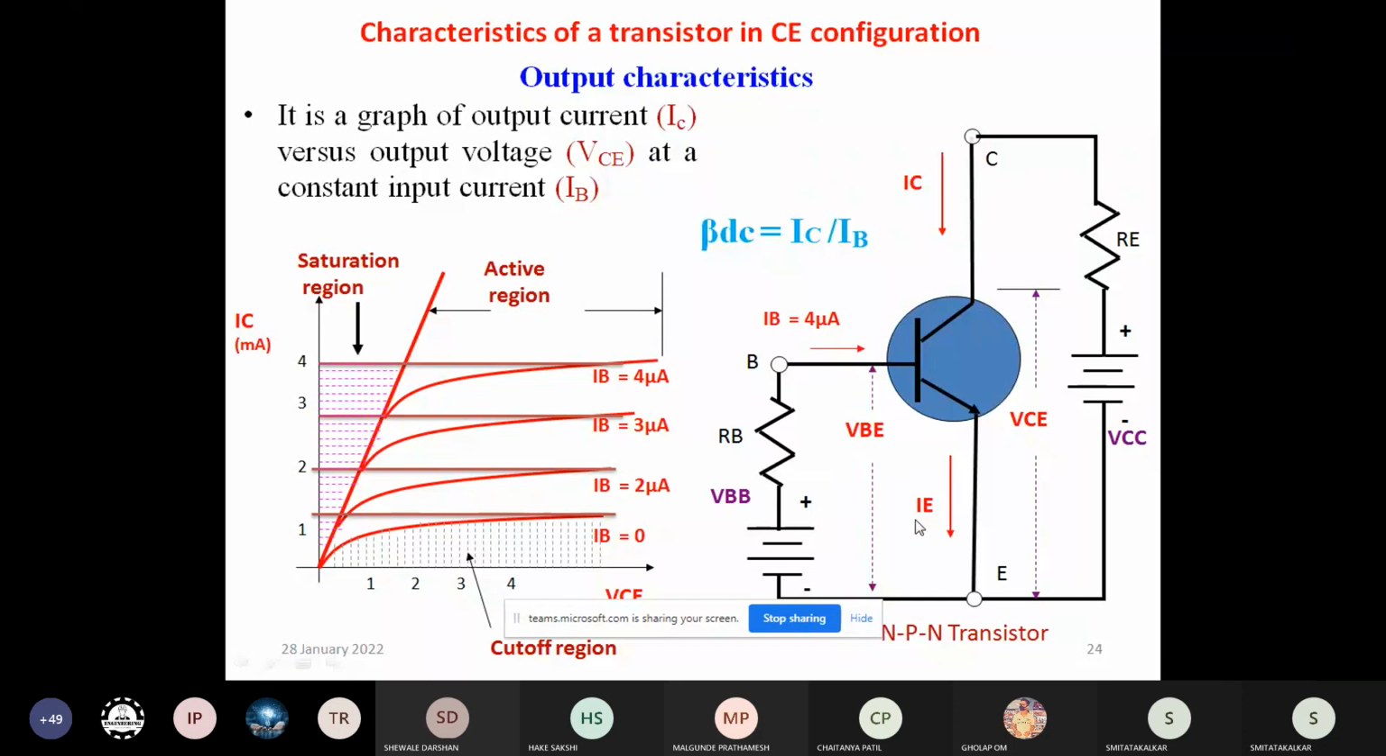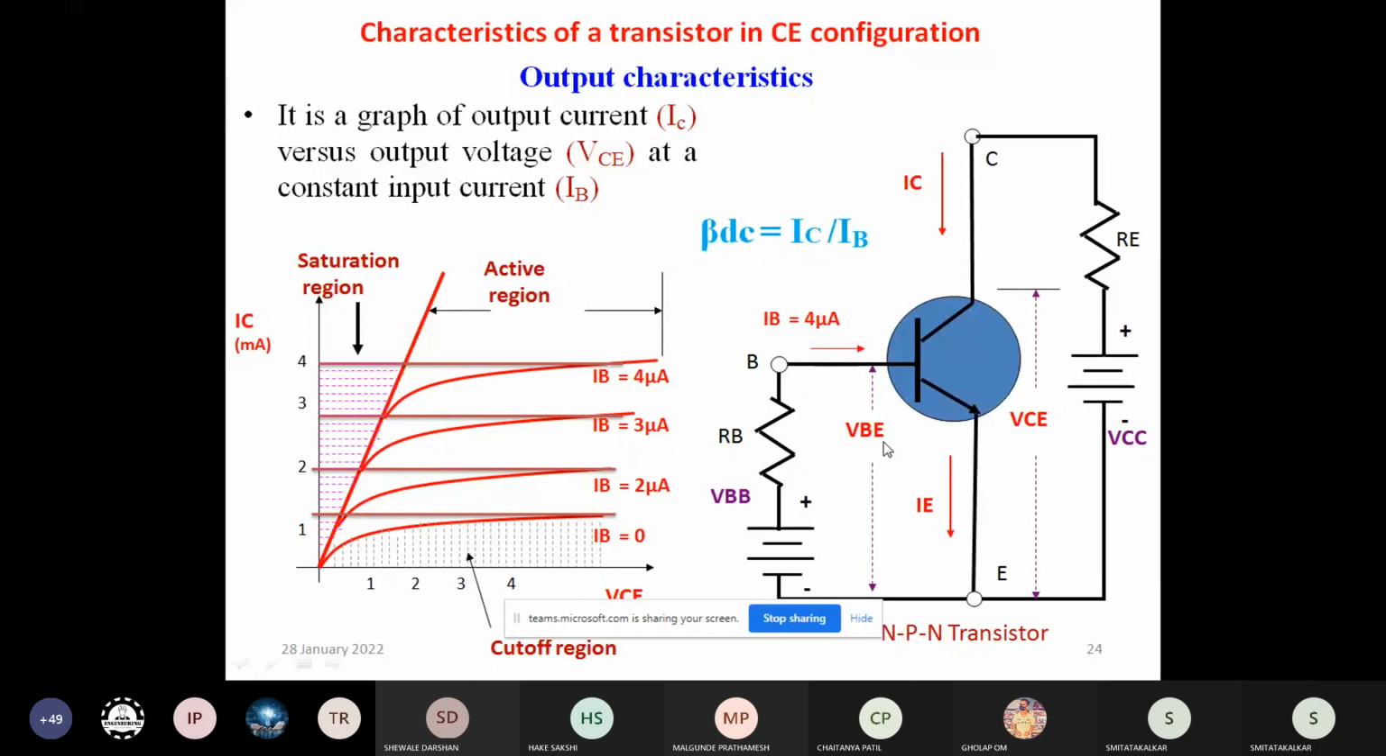And the output voltage still goes up: 1, 2, 3, 4, 5, 6 up to 10 volt, 20 volt. That's why VCE goes to reverse bias and current flows through the collector terminal. If the output voltage VCE, the collector emitter voltage, increases, then the collector current also increases. Here in the linear graph, the transistor goes to the active region.